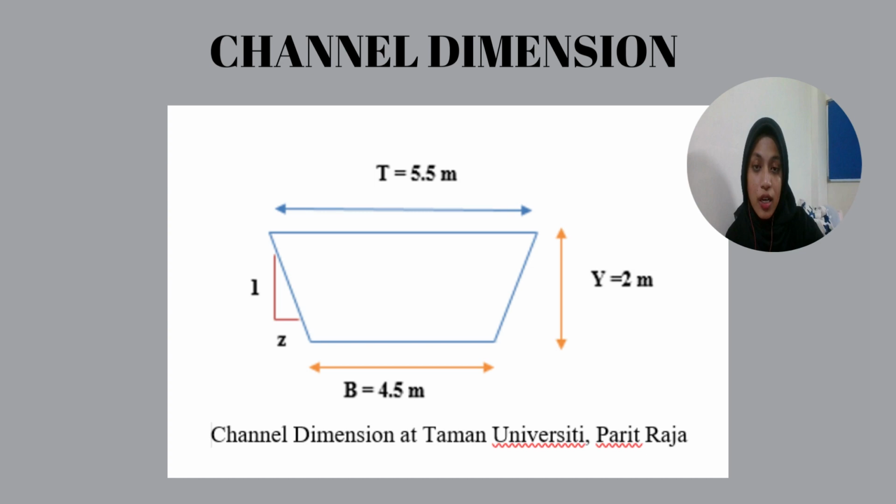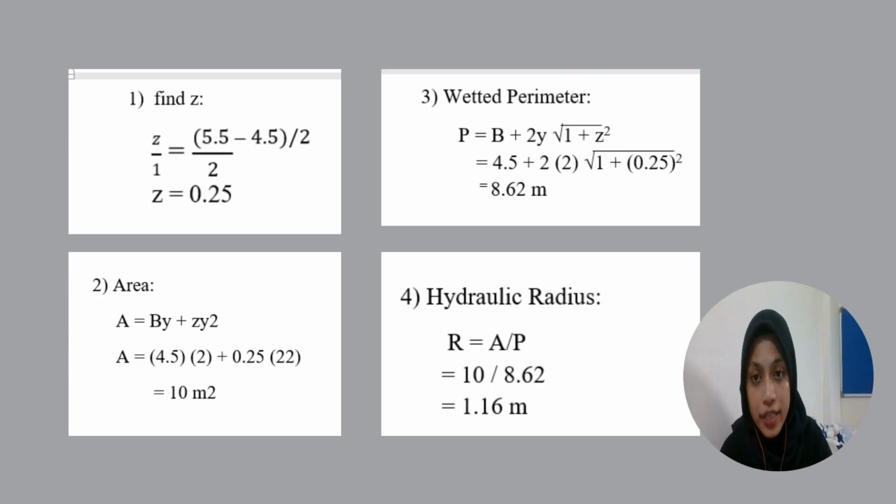So this is our channel dimension for our project. The depth of this drainage or channel is 2 meters, the top width is 5.5 meters, and the bottom width is 4.5 meters. First things first, we need to do these 4 basic calculations before we go to the next step, which is slope calculation and other drain flow calculations.